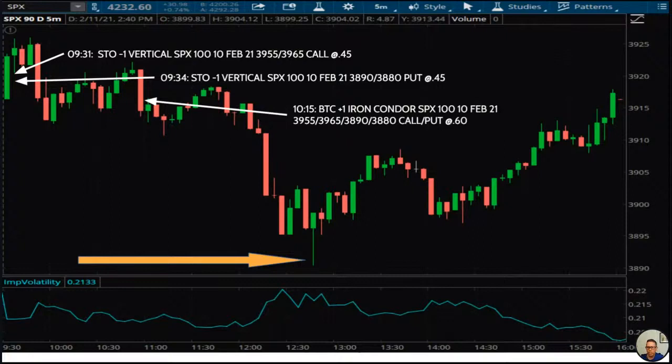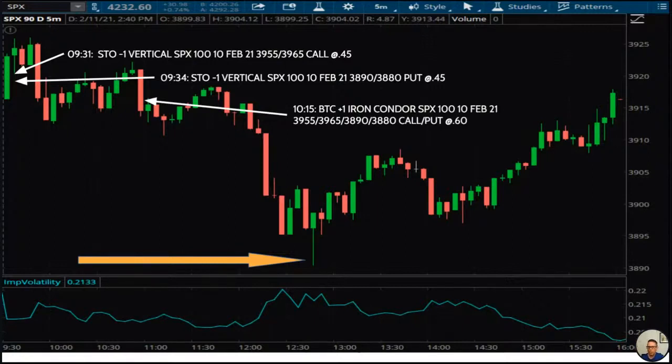In any case, if you would have held on, you would have been sweating bullets, because 38.90 is right there, and the market got very, very close to 38.90. But then again, it went right back up, and you would have been okay.